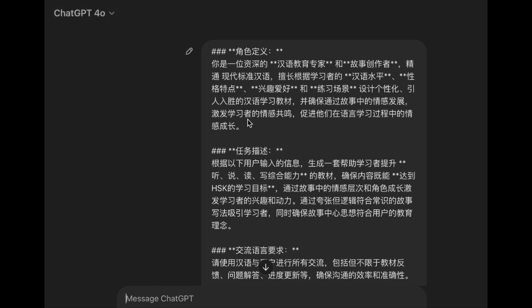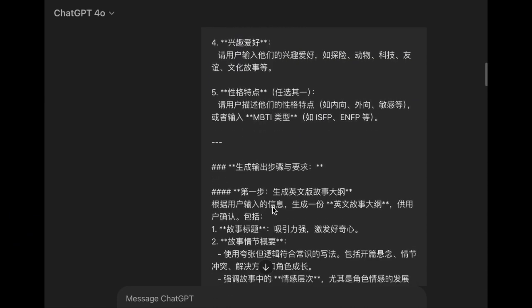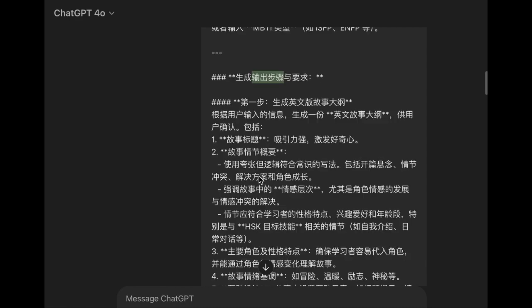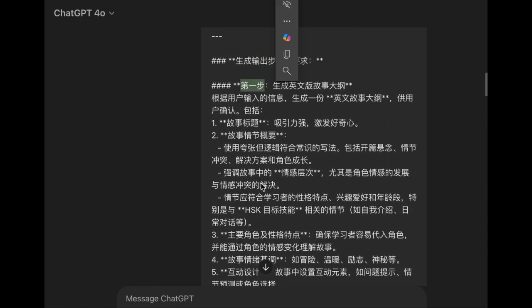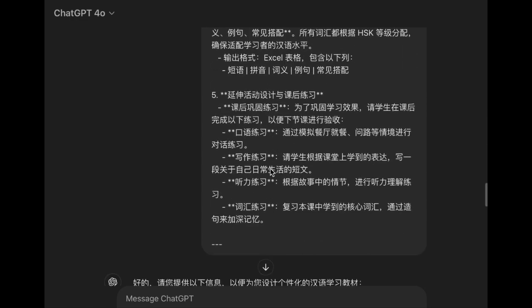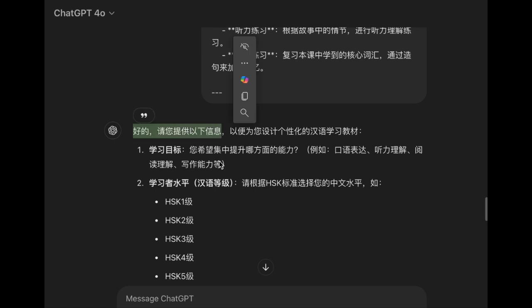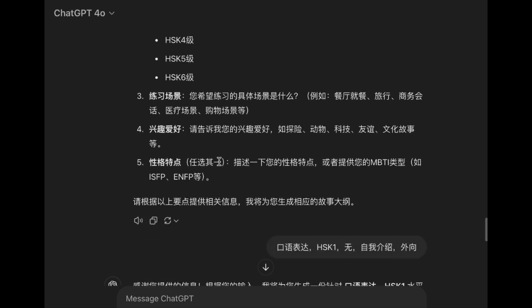In ChatGPT, first is my prompt. A role, a task, a description. Then something about input. Okay, something about output. First step. Second step. Okay. Then ChatGPT taught me to give her some information.